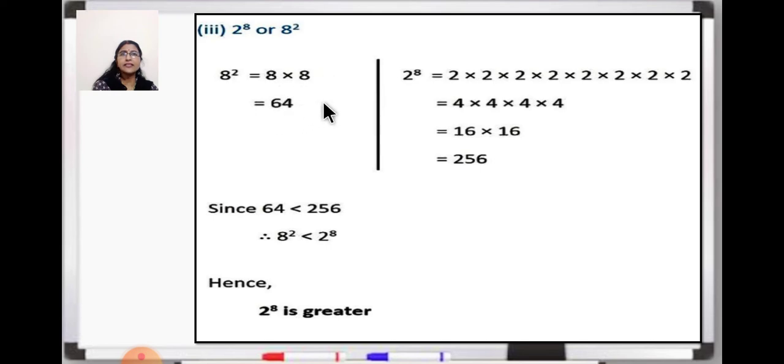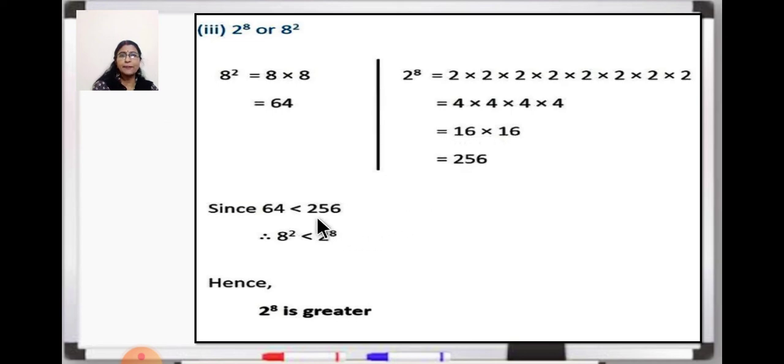8 into 8 is 64, and this when you multiply all, you can group them and write like this. 2 2s are 4, then again this is another group, 4, then again another group, like this you can make groups. So you will get here 4, here 4, here 4, here 4. So 4 into 4 into 4 into 4. 4 4s are 16. These 2 when you multiply you will get 16. So 16 into 16 is 256.